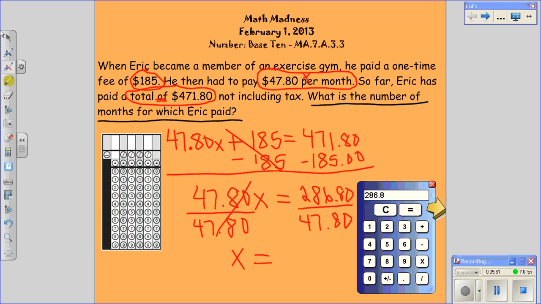And on the other side, let me clear out the calculator. I have $286.80 divided by $47.80 equals 6. So our answer to the question is actually 6. In other words, it says, what is the number of months for which Eric paid? Eric actually paid for 6 months already.